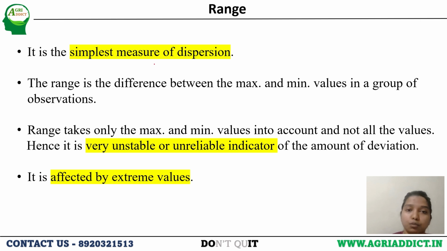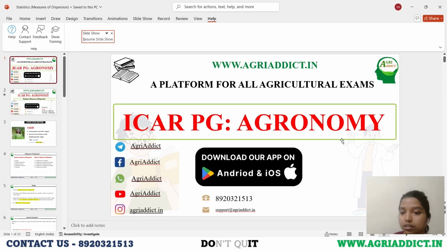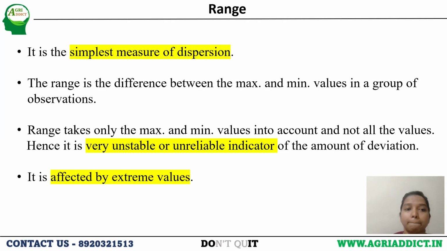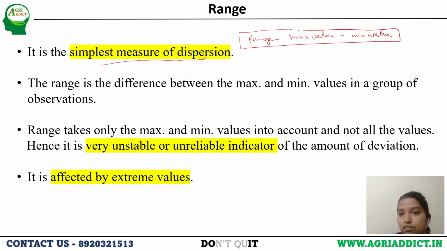First, absolute measure of dispersion is range. It is the simplest measure of dispersion. Why we are saying it is simplest? Because to calculate range, it's very easy. What we have to do, we have to take the maximum value of the data series and we have to subtract it by minimum value of that data series. This is why we are saying it is the simplest measure of dispersion.